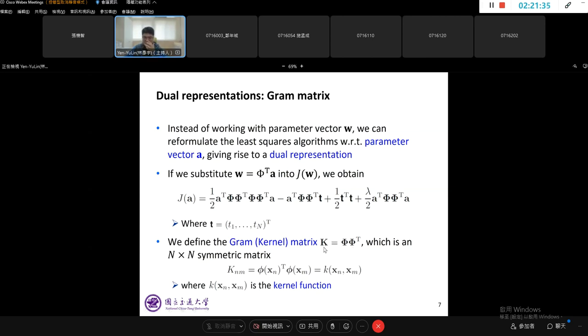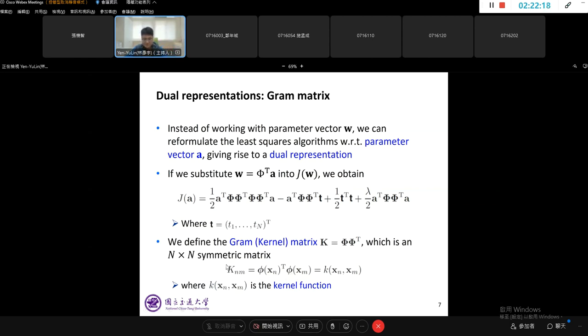Actually, the size of K is n by n, where n is the number of training data. We calculate the pairwise inner product of the projected data points, their pairwise relationship. So kernel matrix K is an n by n symmetrical matrix. Let's look at the element nm, the element in the nth row and the mth column. Actually, it is the inner product between phi of xn and phi of xm.